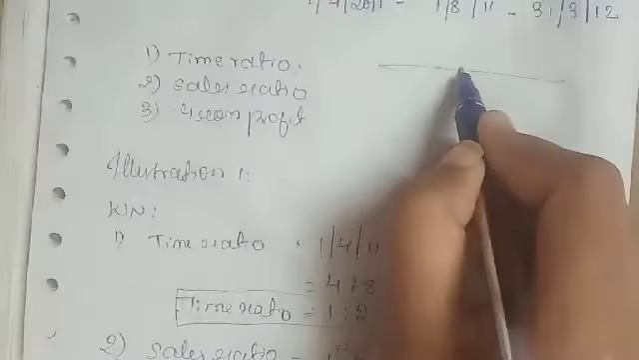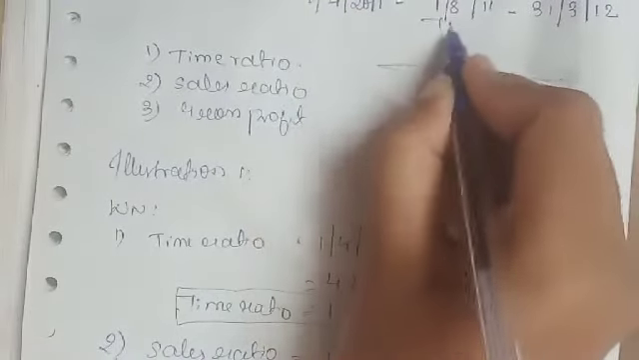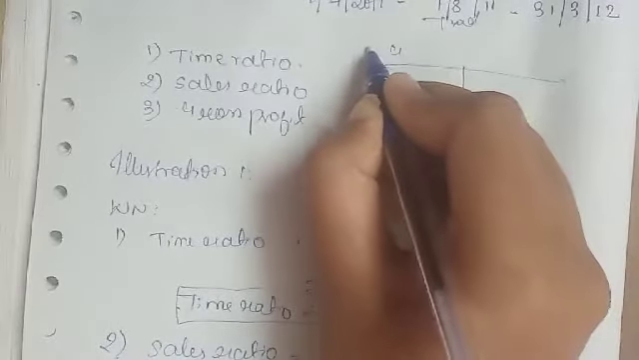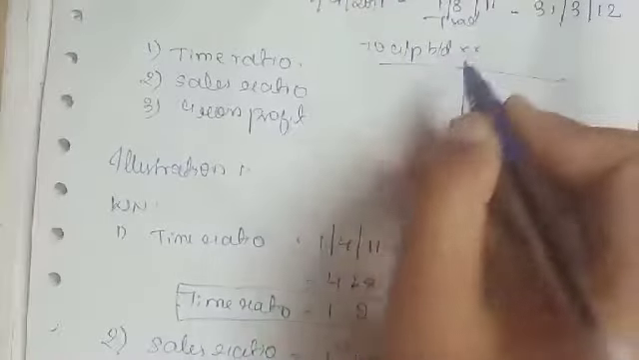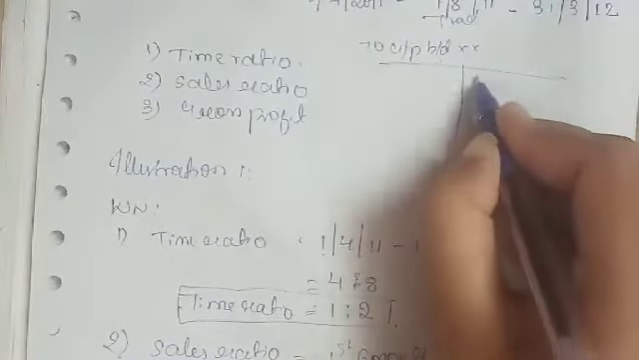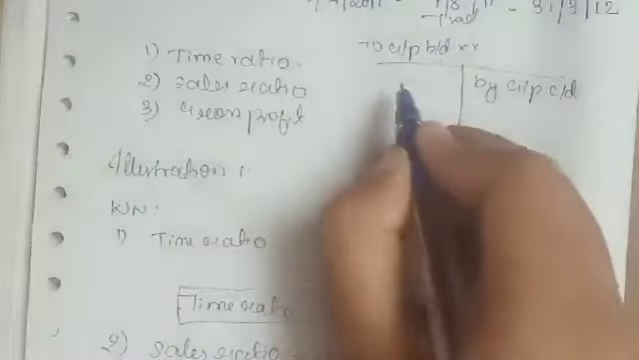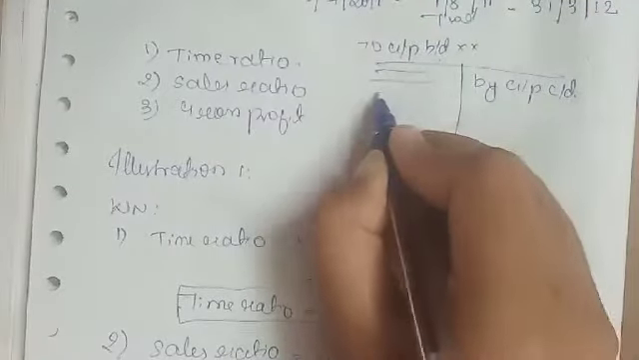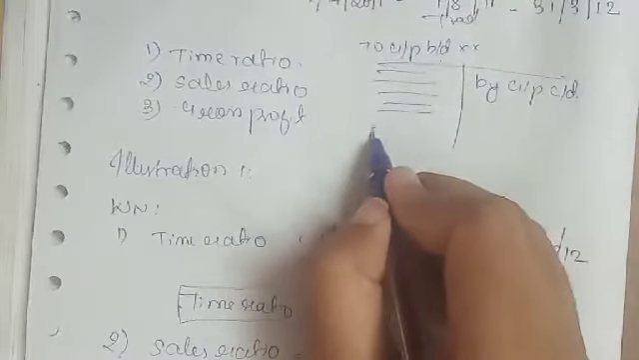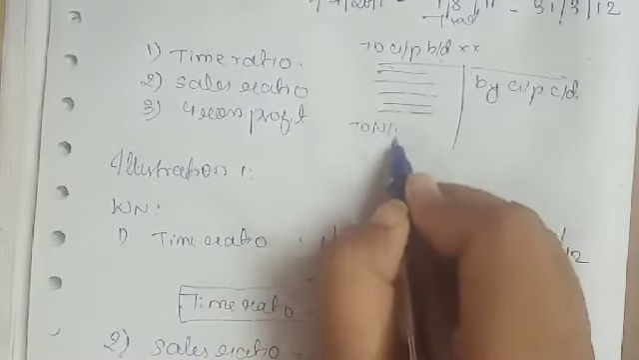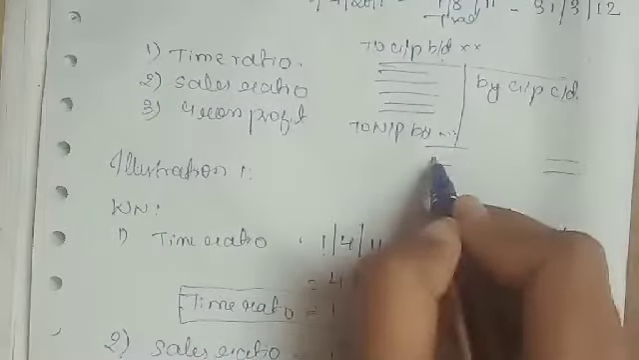Suppose you think this is a P&L account. In the trading account you got the gross profit. To the gross profit brought down, you will have some amount, then you will carry down here by gross profit carried down, then you will have all expenses related to the profit and loss account, then you will get net profit, to net profit brought down. Okay, this is the total.